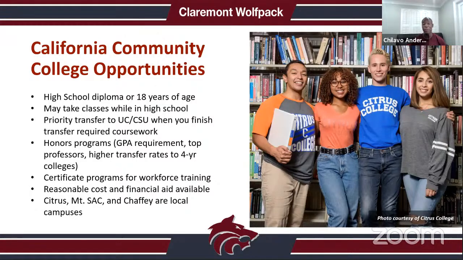When students are considering post-secondary education, they have several options. One of those is the California Community College. It's open for all students who are 18 years of age or who have a high school diploma. They have priority transfer agreements to Cal States and UC, so many students will start at the community college, finish their 2 years there, transfer over and complete the second 2 years at the four-year college and receive a bachelor's degree from that four-year college or university.